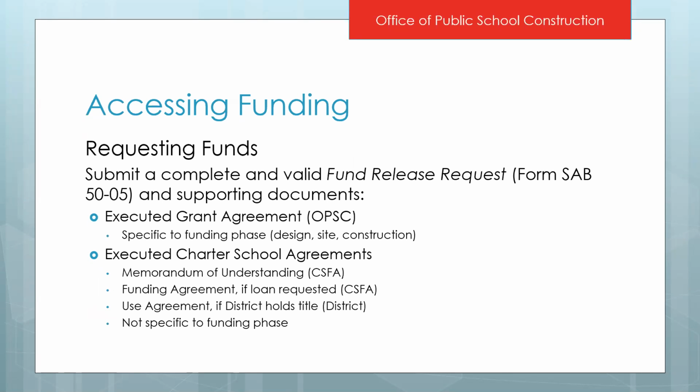So to request your funds, you will submit a fund release request form SAB 5005 and the supporting documents. All projects need to have an executed grant agreement. This is a document that is created by us, and it is specific to the funding phase. So for example, if you were asking for design funding right now, you'll have a design grant agreement, and then down the road when you ask for your adjusted grant construction funding, you'll have a different agreement for that.